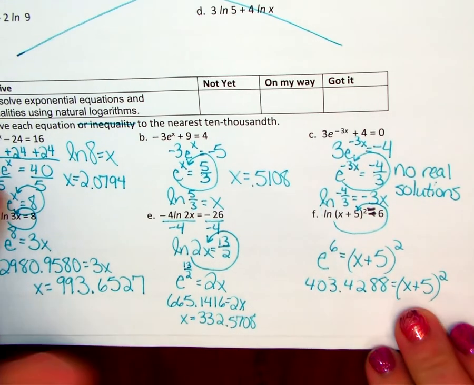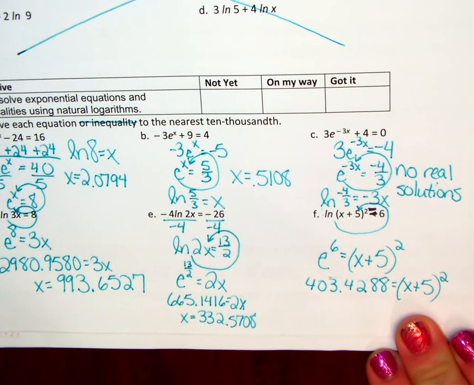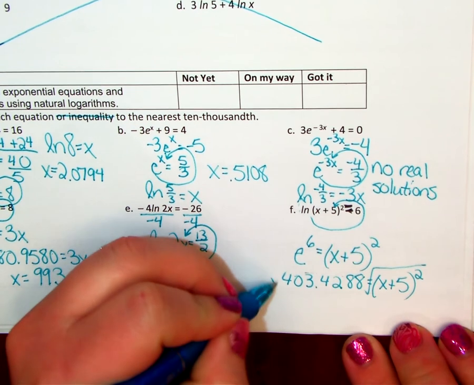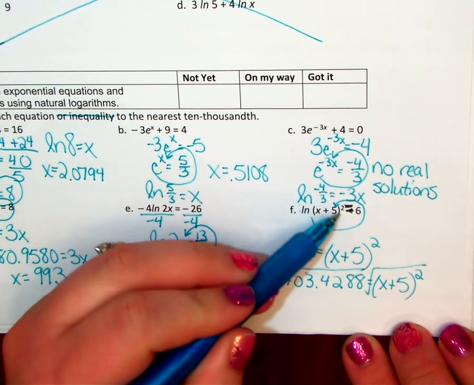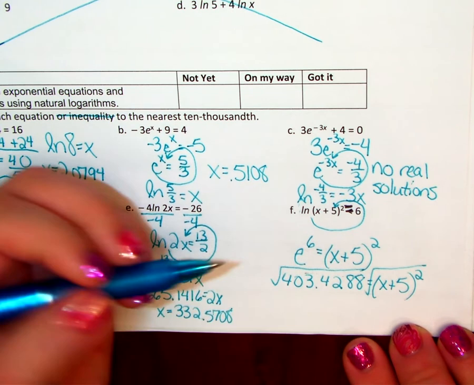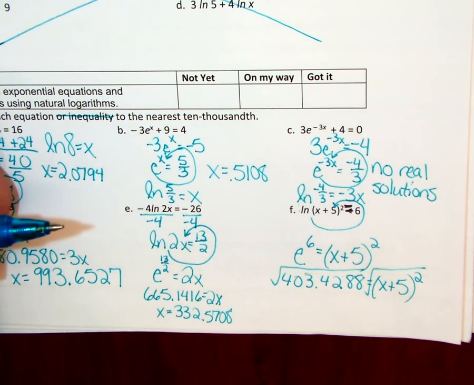Don't bother trying to FOIL this out because we need to get rid of the square anyway. So we are going to square root both sides. You could have done the powering property from the beginning and moved the 2 in front and divided by 2 on both sides. Either way, you should still get the same answer.